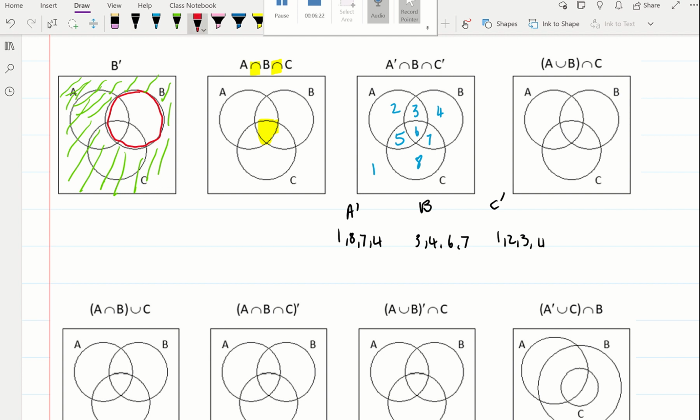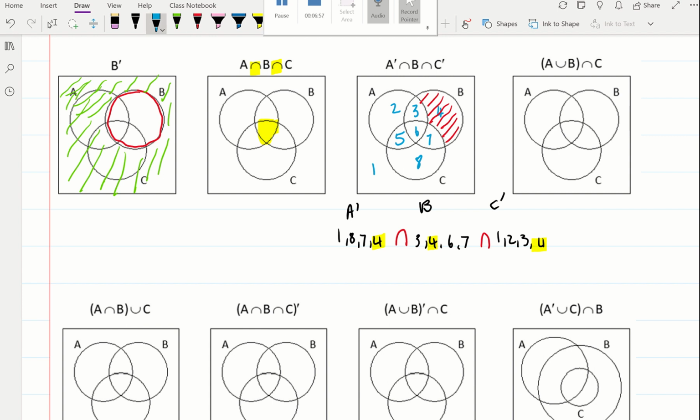And it's the intersection. What do these three lists have in common? They don't all have 1 in common. They don't all have 8 in common. They don't all have 7 in common. What about 4? They do have 4 in common. What about 3? They don't all have 3 in common. They don't all have 2 in common. They don't all have 6 in common. Okay, so the only part that I'm looking for is this. That's the part I want to shade.